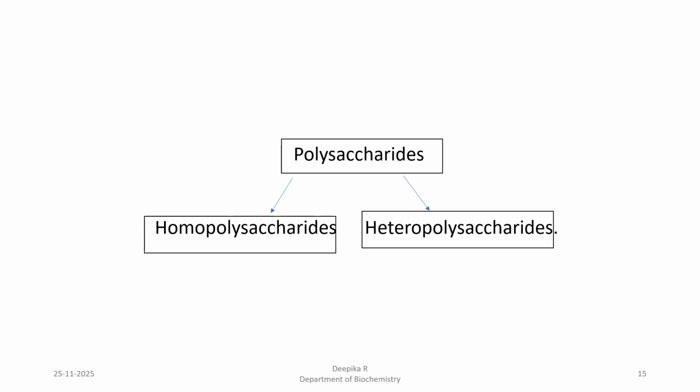One is homopolysaccharide and the other is heteropolysaccharide. If all the monosaccharide units present in a polysaccharide are of the same type, for example if the entire thing is made up of glucose only, we call it a homopolysaccharide. If the structure has different monosaccharide units, one is glucose, another is fructose, one more is galactose, and all these are combined together, we call it a heteropolysaccharide.